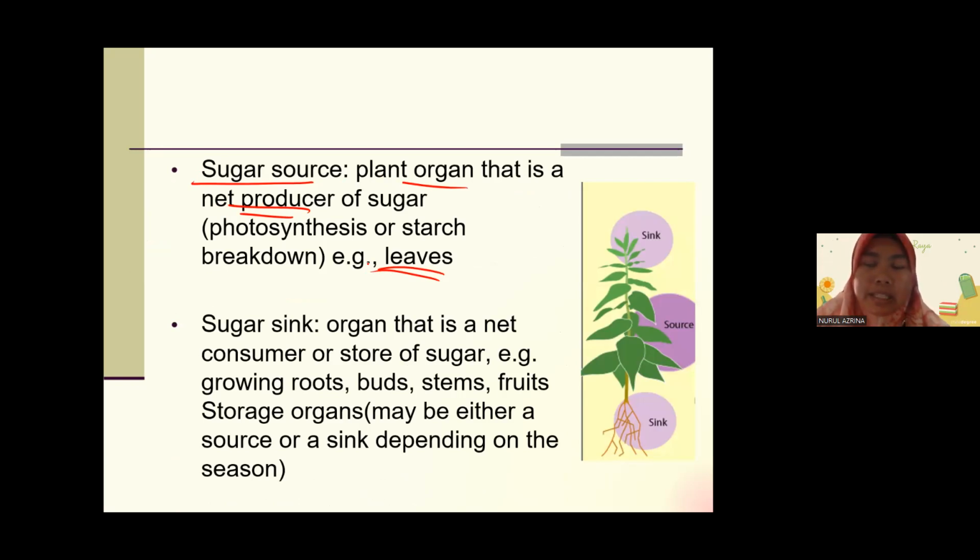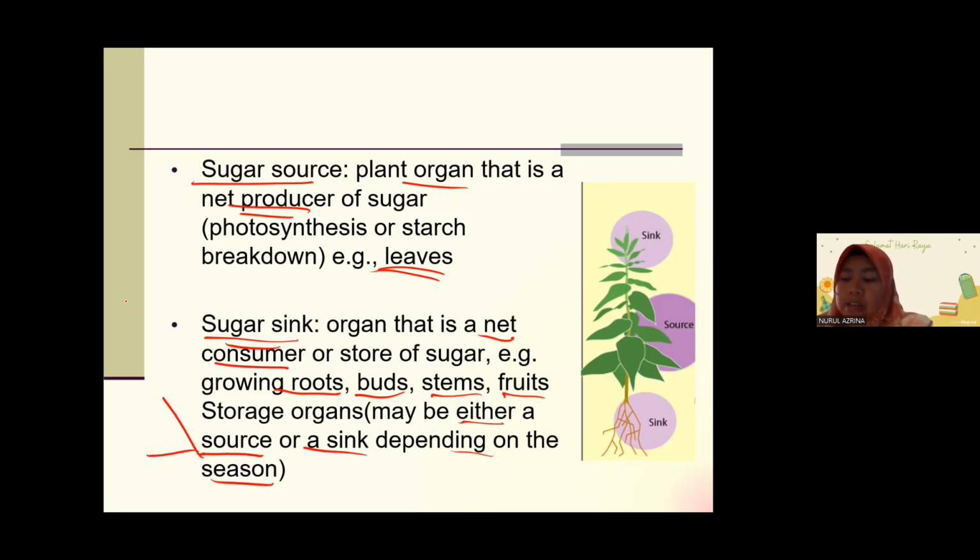That results from photosynthesis. And what is a sugar sink? So a sugar sink is an organ that is a net consumer. Maksudnya bahagian tumbuhan yang menjadi pengguna kepada gula tu, ataupun gula tu akan dihantar ke mana, that is what we call a sugar sink. Examples are storage organs like growing roots, buds, stems, fruits, or legumes. But a sugar source can be a sugar sink, or a sugar sink can be a sugar source, in a different season. So a storage organ may be either a sugar source or a sugar sink depending on the season.